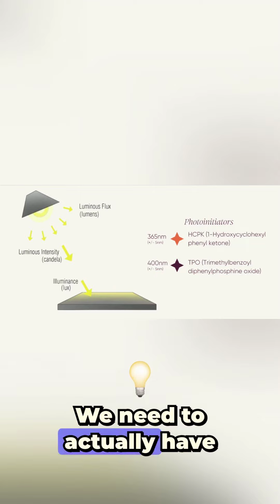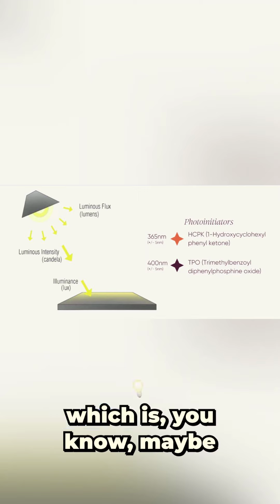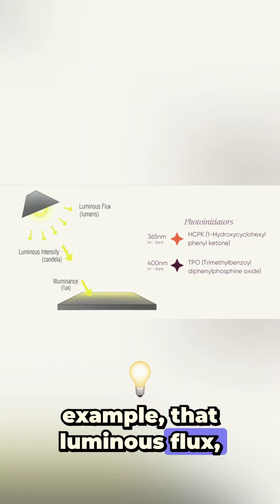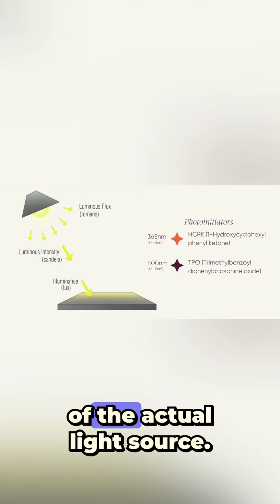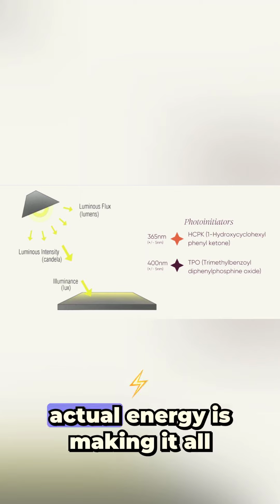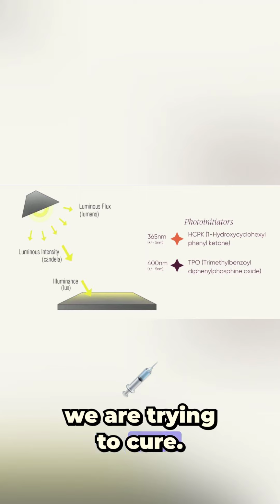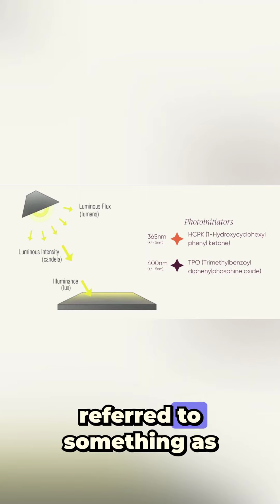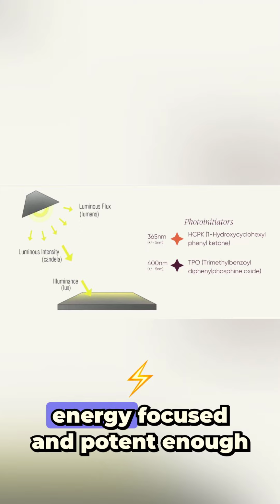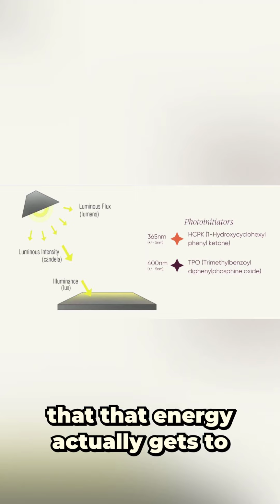We need to actually have that brightness, which is maybe measured in lumens, for example, that luminous flux. That is kind of the brightness of the actual light source. But then the intensity of light is how much of that actual energy is making it all the way to the product that we are trying to cure. And that sometimes is referred to as candela. Is that light, is that energy focused and potent enough that that energy actually gets to the product that we are trying to cure?